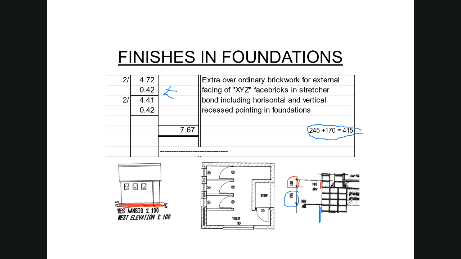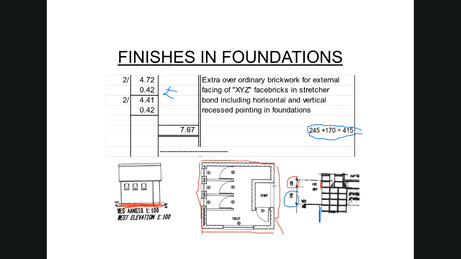Now, remember here again, when we're measuring the face brickwork, we are measuring it in the same position as we would be measuring plaster and paint. So, in other words, from the corner to the corner, times 2 for the 4.72 dimension, and from the corner to the corner for the 4.41 dimension, and we have our finish all around.